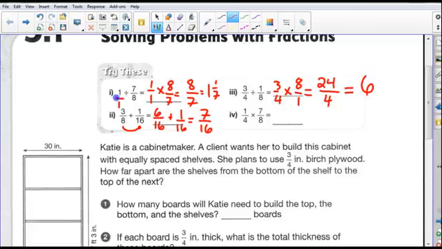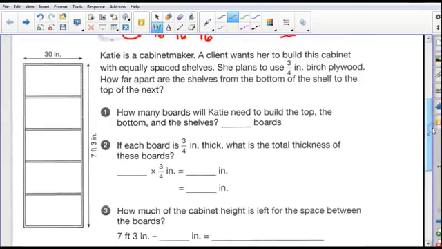1/4 times 7/8, well, this is simple. Multiply everything on the top by everything on the bottom. 1 times 7 is 7, and 4 times 8 is 32, so our answer is 7/32. We can't simplify that. It's as low as it'll go. Okay, so there's some warm-ups for you.